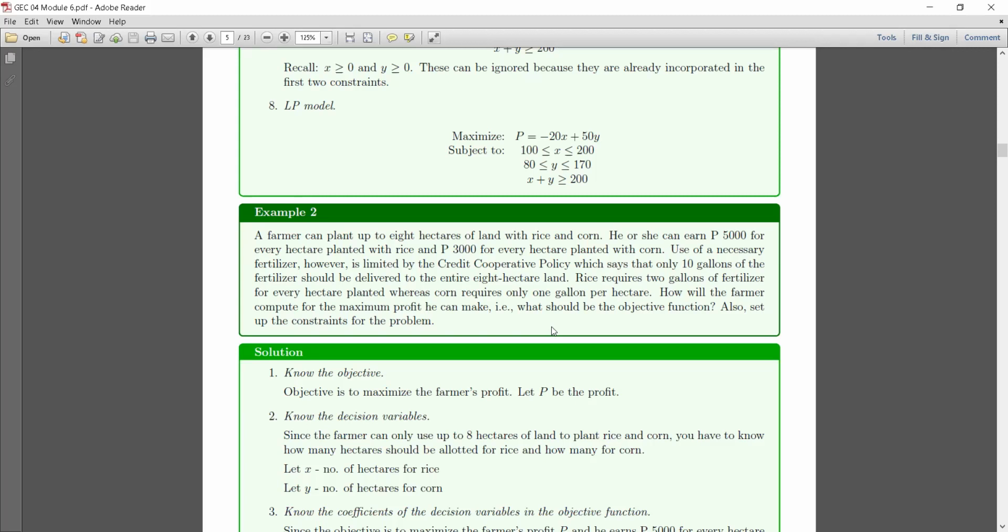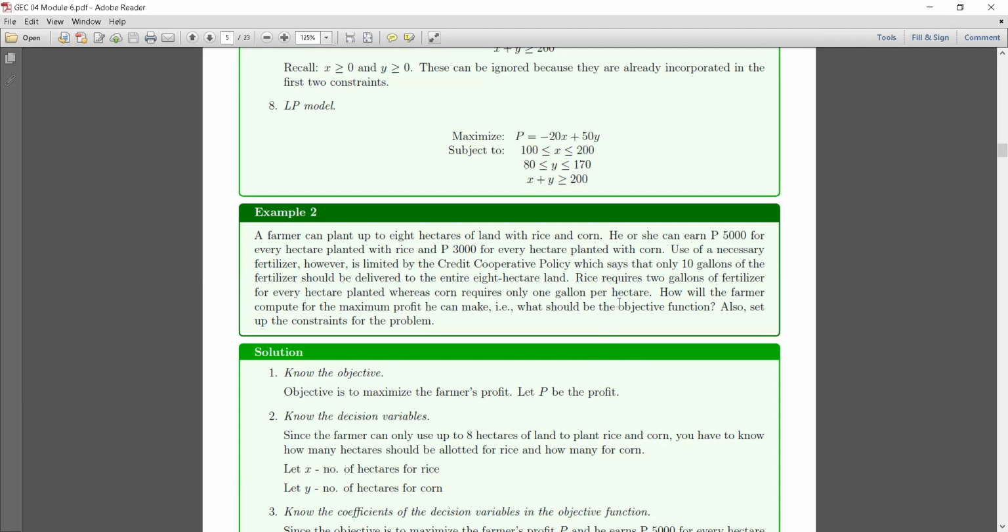Next, for example 2. So, same din yung gagawin natin sa example 1. So, a farmer can plant up to 8 hectares of land with rice and corn. He or she can earn 5,000 pesos for every hectare planted with rice and 3,000 for every hectare planted with corn. Use of a necessary fertilizer, however, is limited by the credit cooperative policy, which says that only 10 gallons of the fertilizer should be delivered to the entire 8-hectare land. Rice requires 2 gallons of fertilizer for every hectare planted, whereas corn requires only 1 gallon per hectare. How will the farmer compute for the maximum profit he can make? So, or in other words, what should be the objective function? Also set up the constraints for the problem.